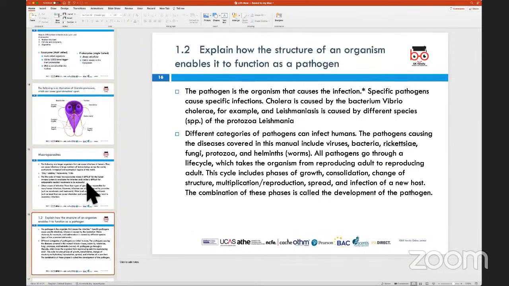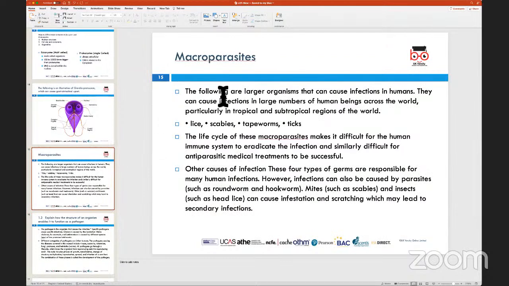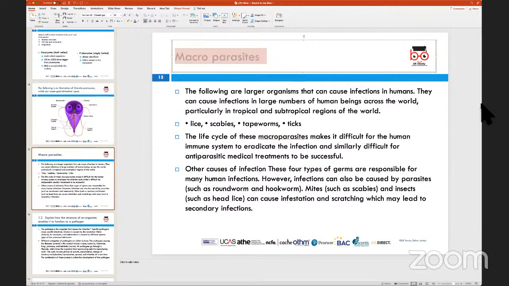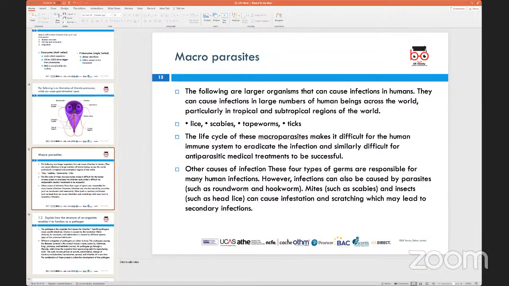Now, let's look at one last bit in terms of parasites. So what are macroparasites? Macroparasites are organisms that we can see with the naked eye. They are organisms which can again cause infections in the human body. They can be of different types. They can be lice. For example, when you get a lice infection in your head or in your hair, in the facial hair or in your scalp, you can get scabies.